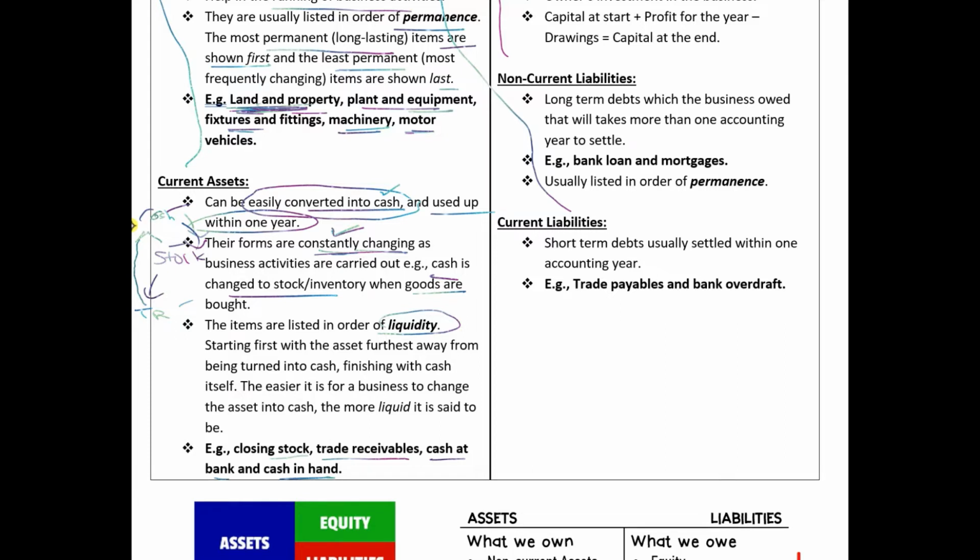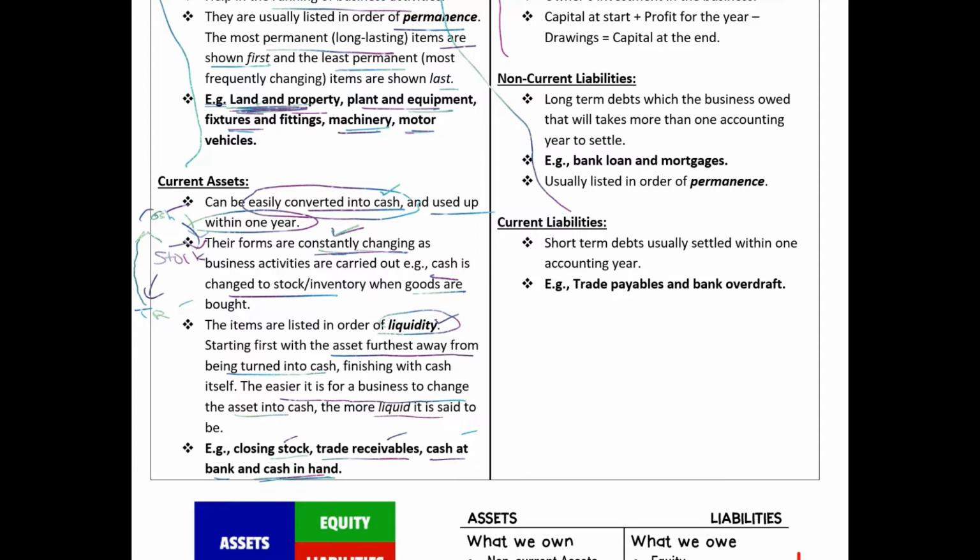So we start first with the asset furthest away from being turned into cash, meaning it's more difficult to change into cash. Thus the easier it is for the business to change the asset into cash, the more liquid it is. So basically liquidity is how easily the asset can be changed into cash. That's why the cash will be listed last. This one will be listed first, second, and then the last.